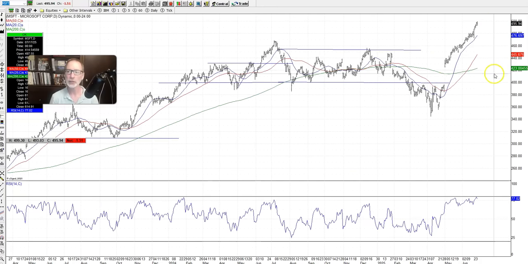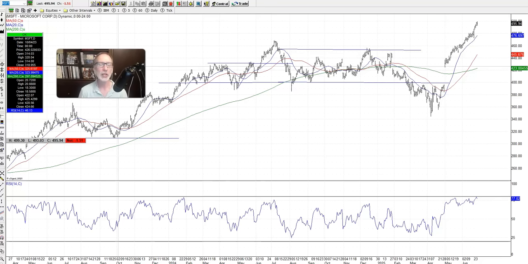Your break-even point is $429.50, which is somewhere right around here. So as long as Microsoft doesn't fall all the way back down to here by the September expiration date, you will make the maximum reward, which is your $50. Yes, you have to put up $450 to make $50, but since your probability of winning is so high, and the stock is already well above your break-even point, that's why you have to risk more to make less.